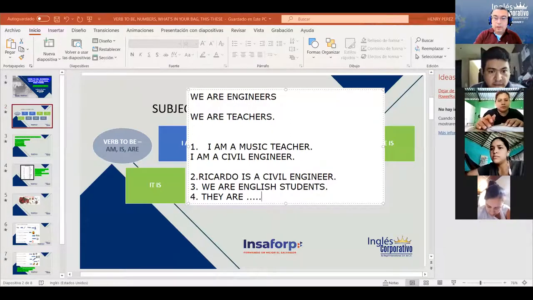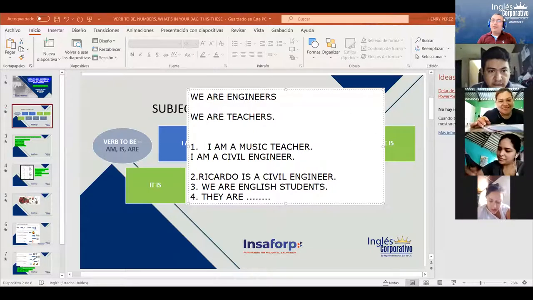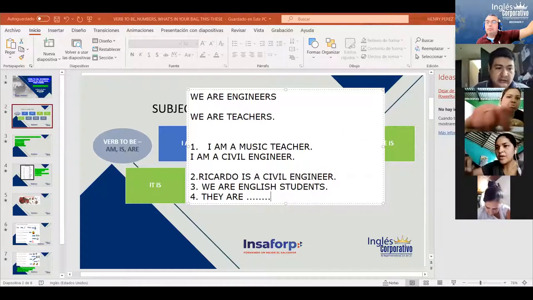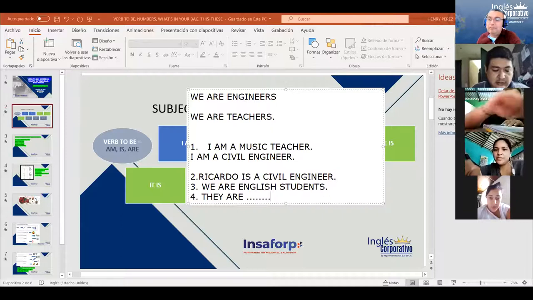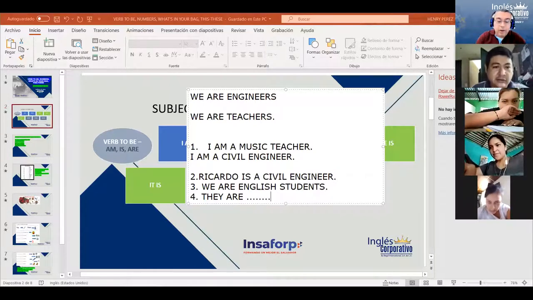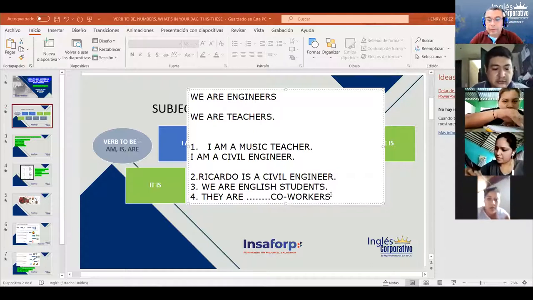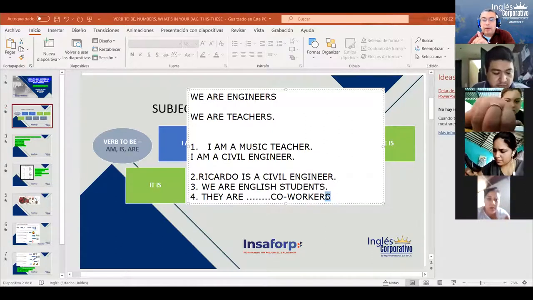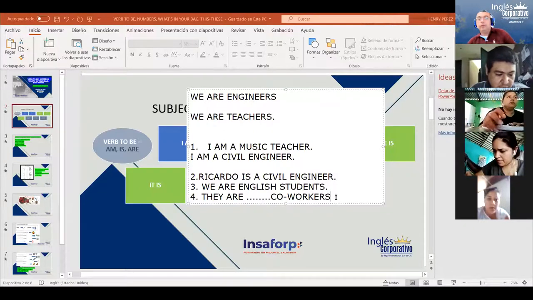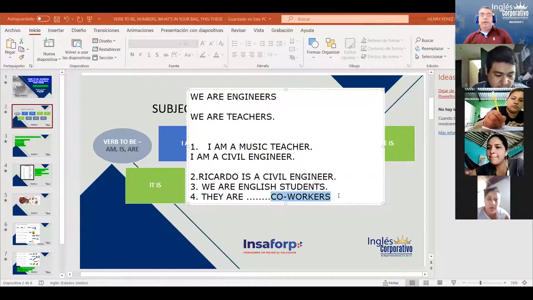They are, right? You do it however you want. They are my friends. They are my neighbors. ¿Qué son neighbors? Vecinos. Compañeros de trabajo, para que lo sepan. Co-workers. Very good. Esto es plural. Compañero de trabajo, compañera de trabajo, es co-worker. Compañeros de trabajo, co-workers, okay? Hay una palabra extra para ustedes. All right. They are coworkers.